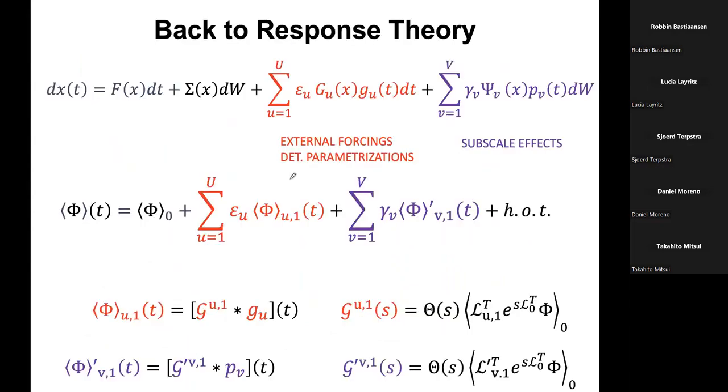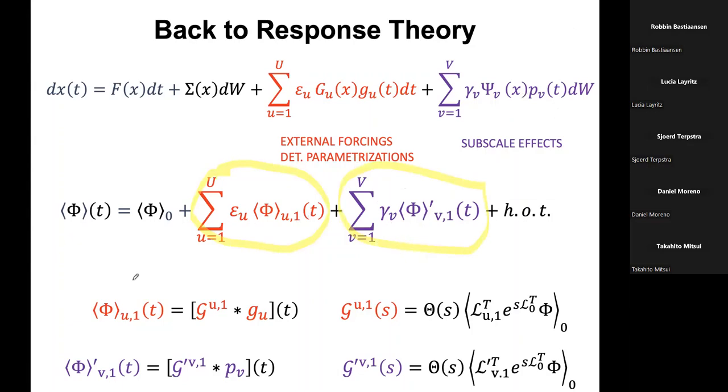Now, okay, so that's the setting. And now let's go back to the formulas I have shown you before. This is exactly the same as before, but now I assume I have U deterministic forcings, and V stochastic forcings. And now the response of my observable of interest phi becomes the sum of the U responses to deterministic forcing and V responses to stochastic forcings.